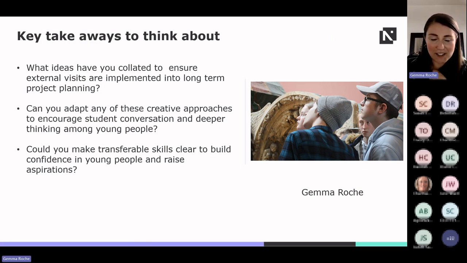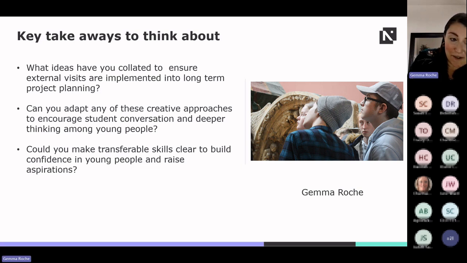So, some key things to take away from this. Think about what ideas you might have collated to ensure external visits are implemented into your long-term planning. I know we're almost at the summer break now, so it's a nice time to think about what you would like to do for next year. Can you contact anyone before the summer to get some plans in place for September onwards? Can you approach your senior team now and say, I'm thinking about this, can I just block out some time in the calendar ready for next year, and I'll let you know in September what I'm doing?